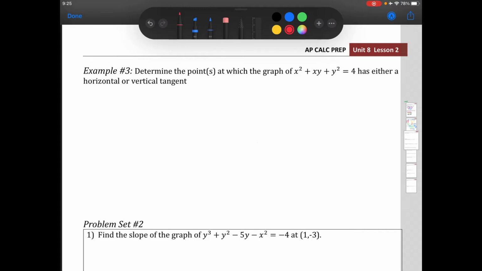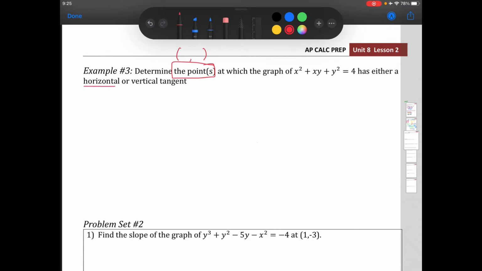I'm going to get started with example 3. So the question says, determine the points at which the graph, and it's given to us, has either a horizontal or a vertical tangent. So I want the points. That's what I'm looking for, my x and y coordinate. That's what my final answer is going to be.